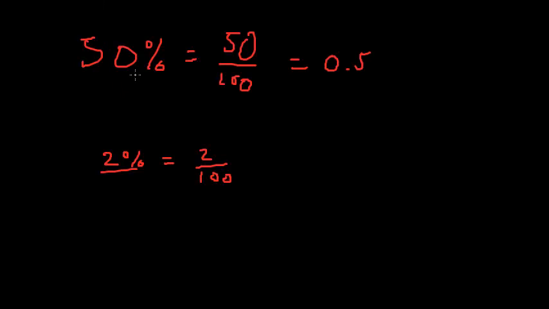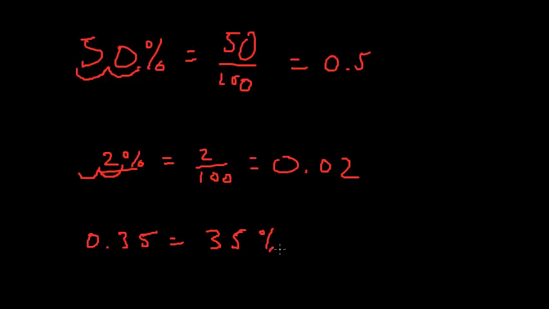As a decimal, all I need to do from the percent is move my decimal place from where it is at the right side of the number 2 places to the left. So that same 2%, if I move it 2 places to the left, that gives me 0.02. I can also go the opposite direction. If I have 0.35, that as a percent is 35%, or as a fraction, 35 over 100.